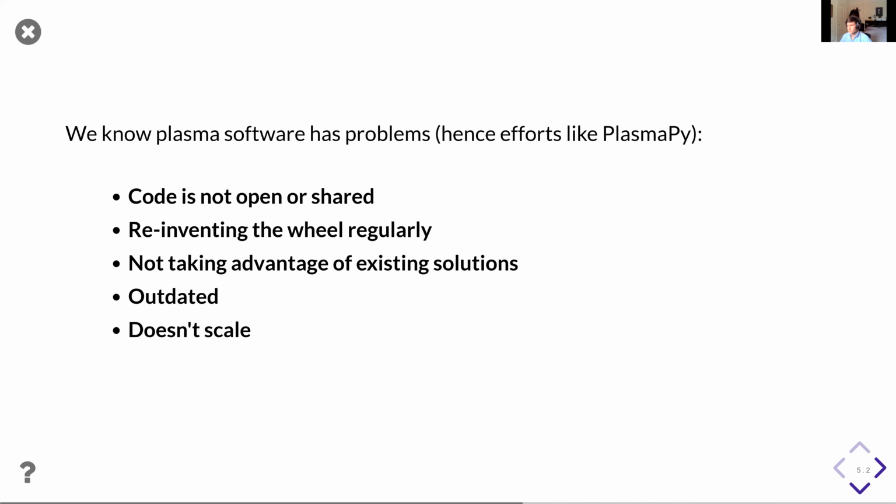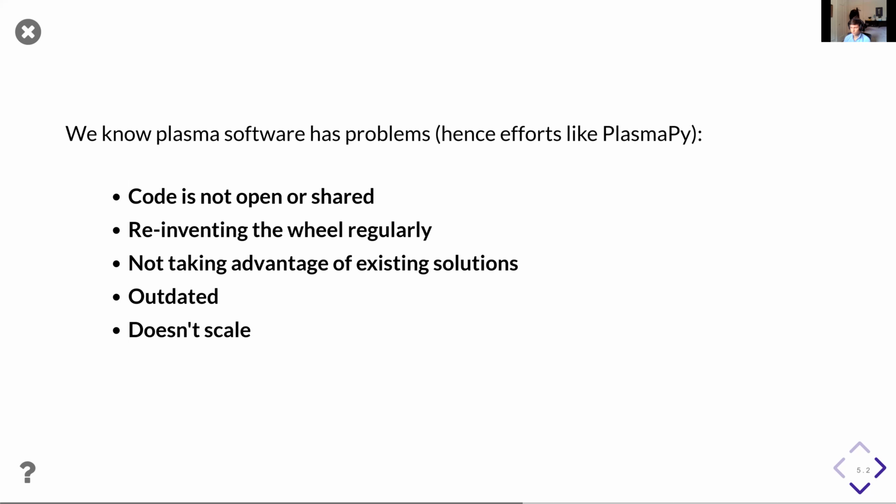We know that plasma software in general has problems, and these are some of the problems that efforts like PlasmaPy try to solve. My personal experience in my PhD trying to run simulations and analyze them with the tools that are available is that for most of the magnetic confinement fusion community, at least, code is not regularly open or shared. There's a lot of examples of reinventing the wheel, especially because we don't take advantage of existing solutions.